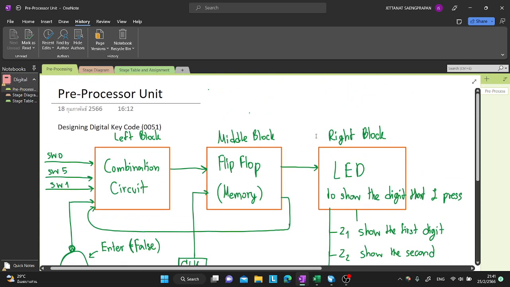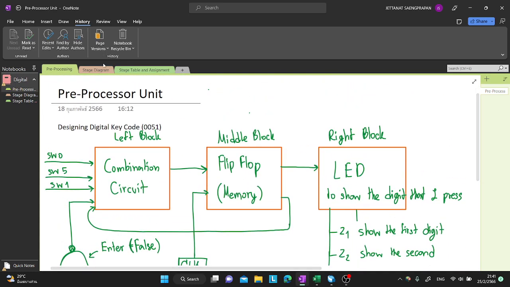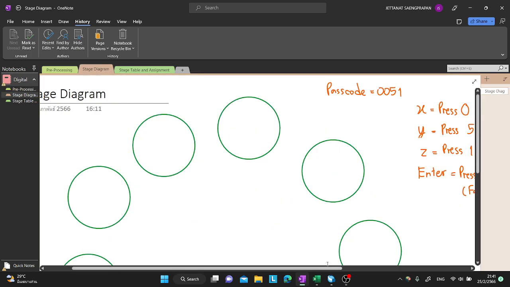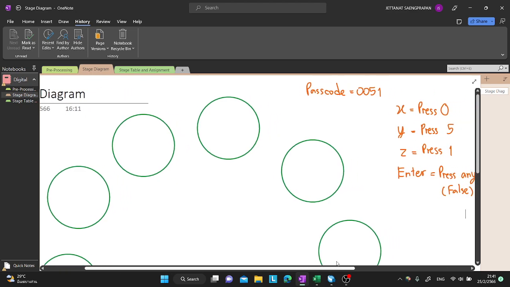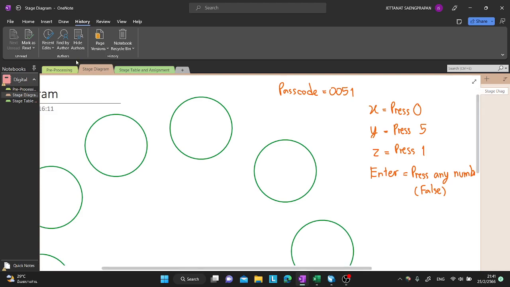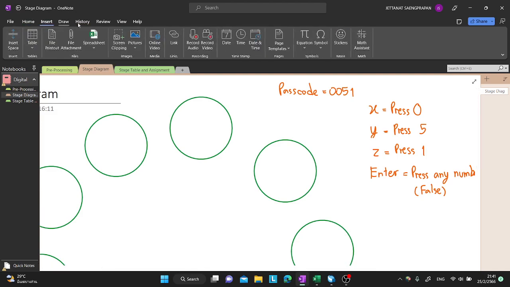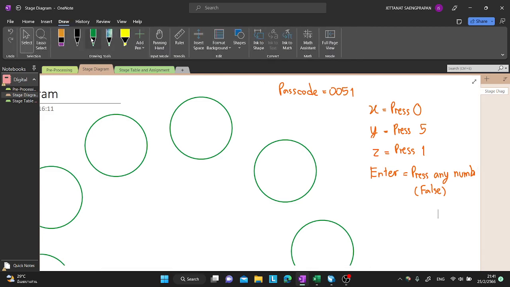So the preprocessor unit is done. Let's go to the next step, designing a state diagram. The passcode is 0051, and I assign some letters: X is press 0, Y is press 5, and enter is press 1.